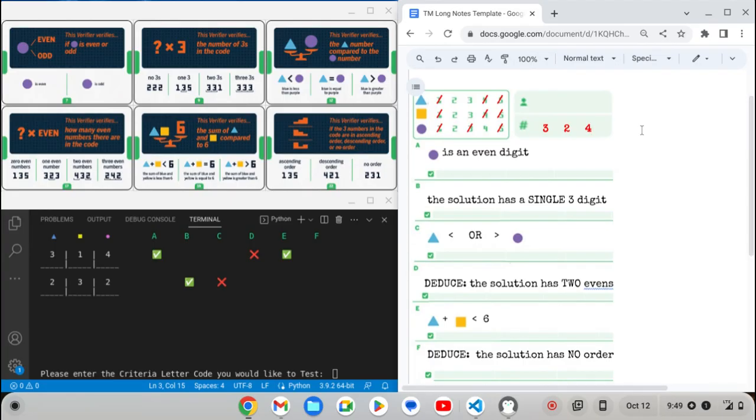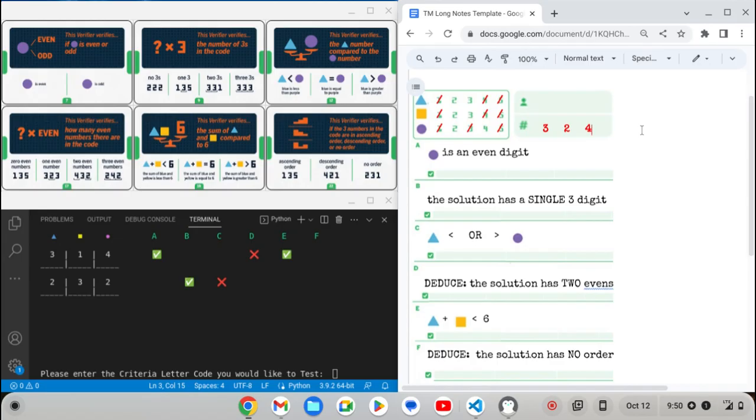Can it be 3, 2, 2? No, because again, we'd be deducing that it should be the other way around, where triangle is less than. Oh man. Yeah, I guess technically we should test it, because 3, 2, 2 is no order. As I mentioned at the top of the video, whenever you have consecutive equal digits. So 3, 2, 2, those 2s are consecutive. So we probably should verify.